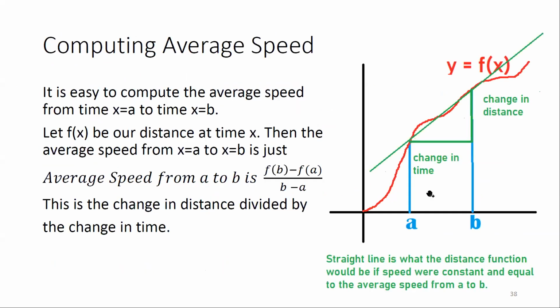And so we can calculate average speed. We can look at it graphically. If this red curve denotes where we are, then we're here at time a, we're here at time b. This is the change in distance, f of b minus f of a, the numerator, and this is the change in time, b minus a. And so that ratio will be the average speed.